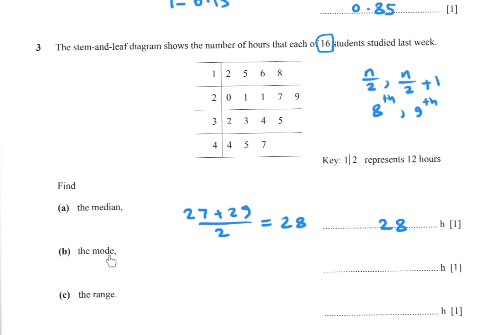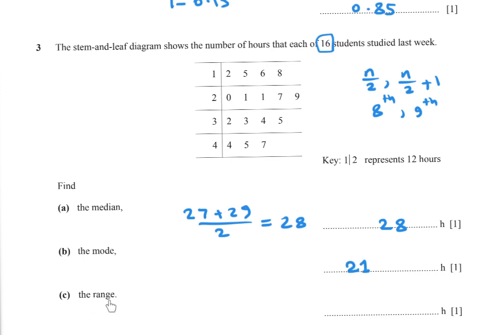The mode, to find the mode, the most repeated or the most common, look for the values, 2, 5, 6, 8, 0, 1, 1, 7. So we have 1 repeated twice. So this means the mode is 21. So the mode is 21.